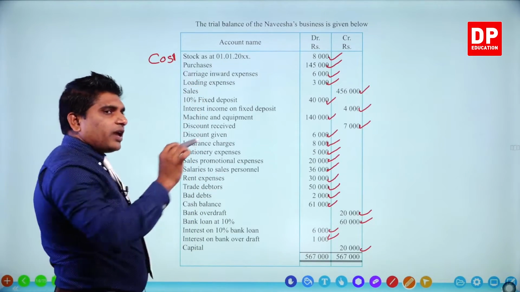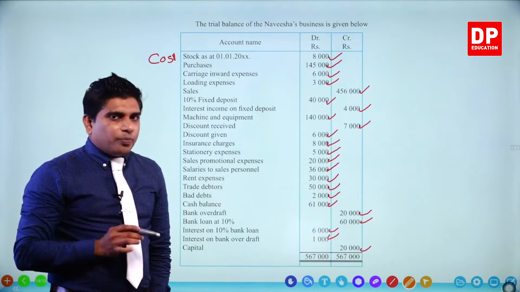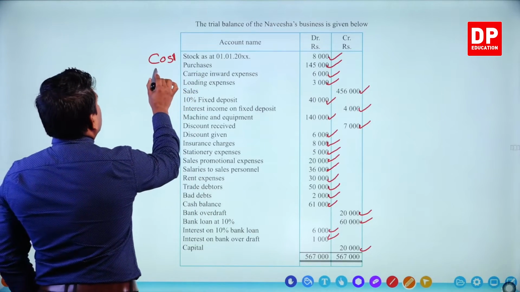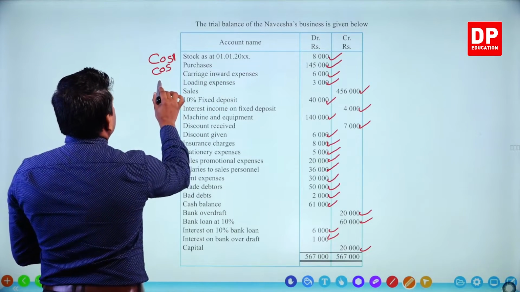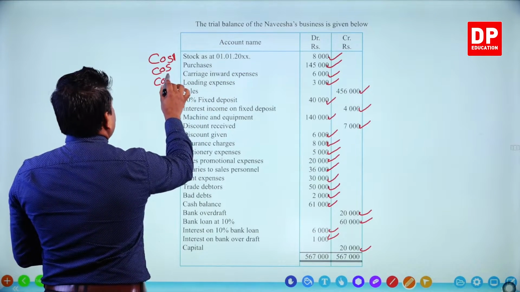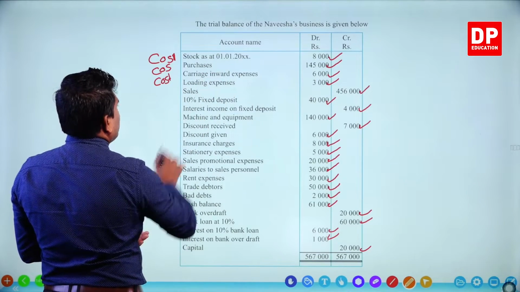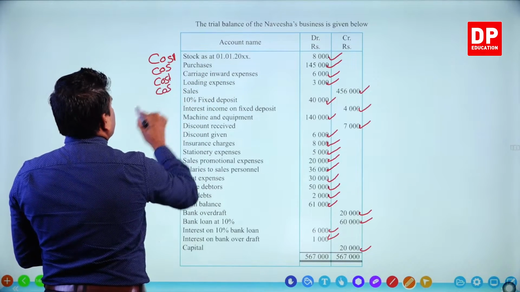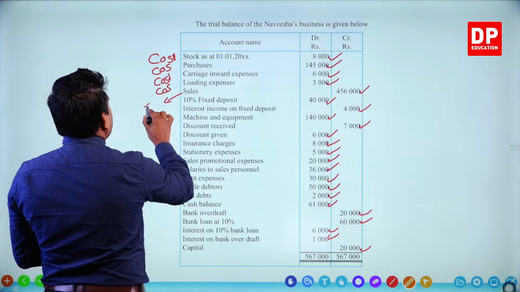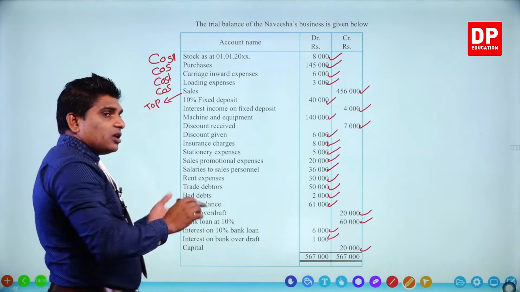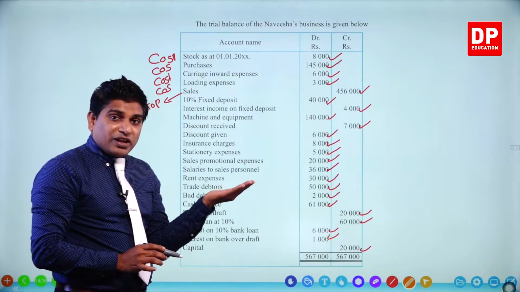Cost of sales means to calculate cost of sales, we need opening stock. Purchase also we take for what? To calculate cost of sales. Carriage inwards also, to calculate cost of sales, we have to add to the purchase. Loading charges, cost of sales. Sales, where we put on the top of the TOP. Top means on the top of the profit and loss statement we write, right?